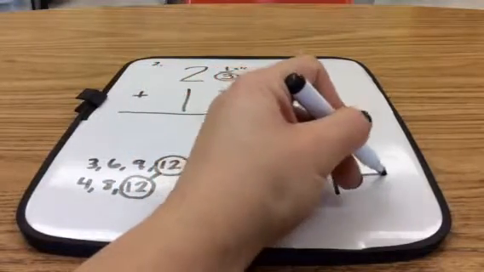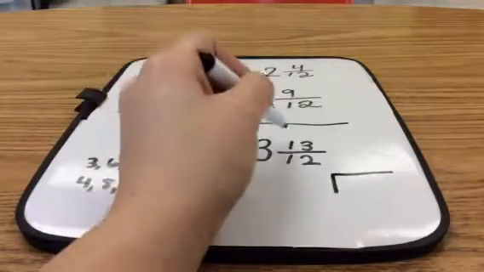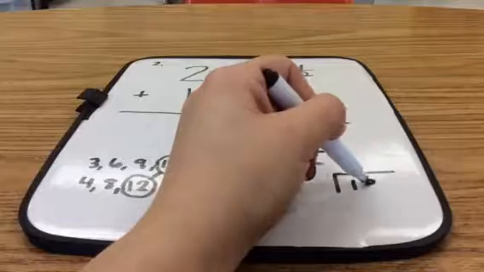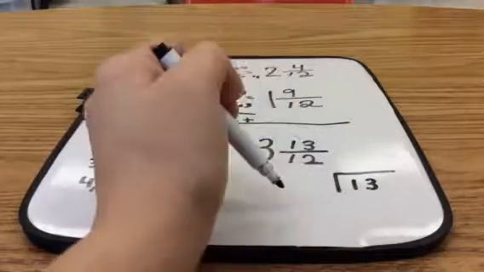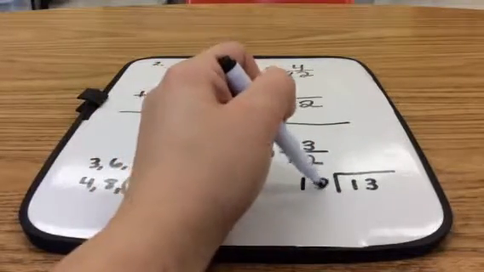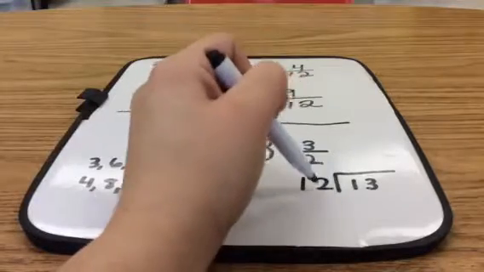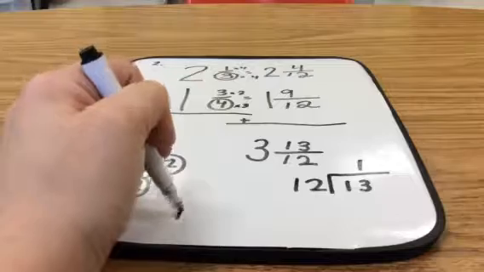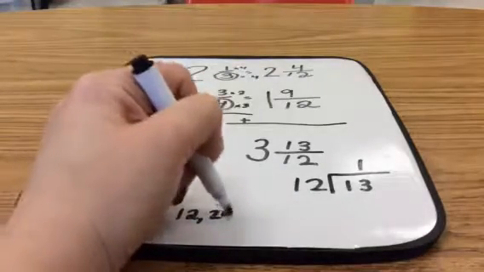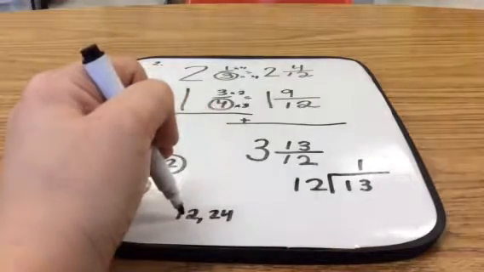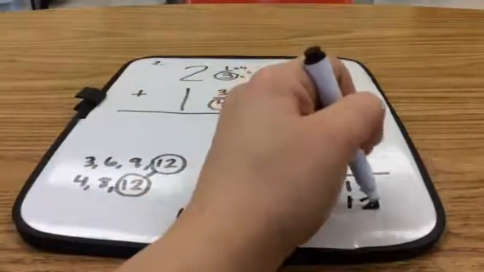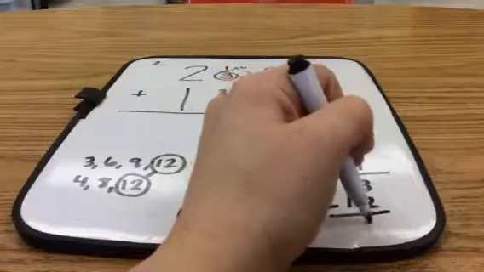So I'll do a long division problem. The number on top, the numerator, always goes inside of the house as the dividend, and the number on bottom always goes on the outside of the house as the divisor. 12 can go into 13 one time because I'm thinking multiples of 12. 12, 24, already we're too high, so 12 goes into 13 one time. 1 times 12 is 12. I subtract, I get 1.